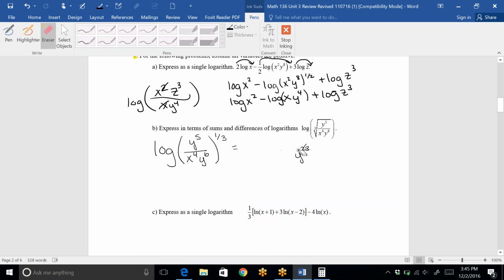Sometimes when you get into a problem, you realize that if you do something else first, it makes the problem easier. We could reduce this y to the 5th and y to the 6th first, since there's no adding or subtracting. That would leave me with a 1 on top, and this would just be a 1 down here. So that makes this guy, before I apply the power, a 1 over x to the 4th y to the 1/3. Okay, so that's a little bit easier to deal with.